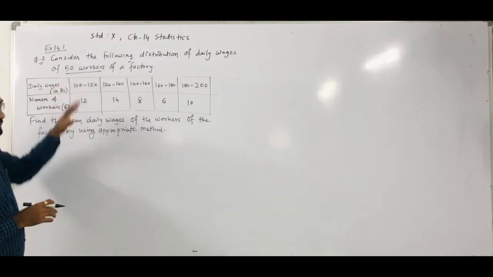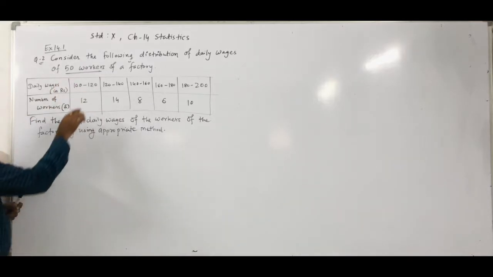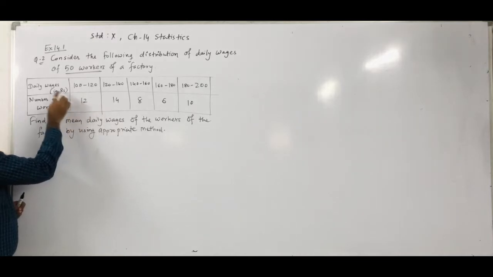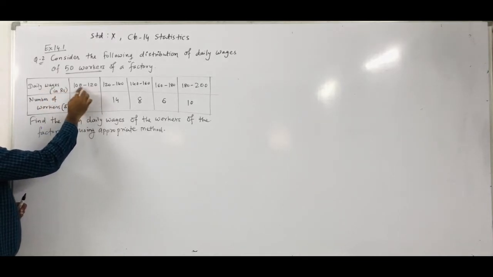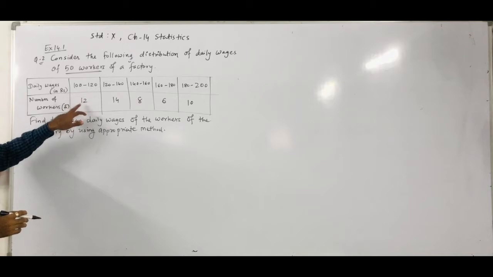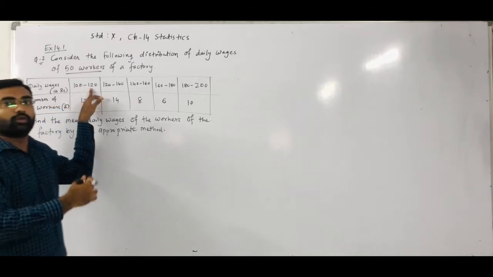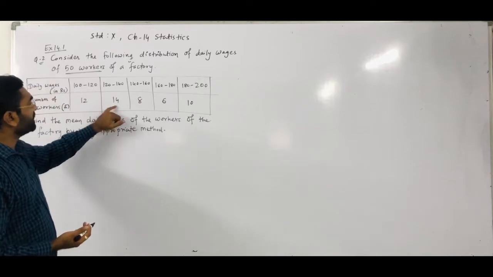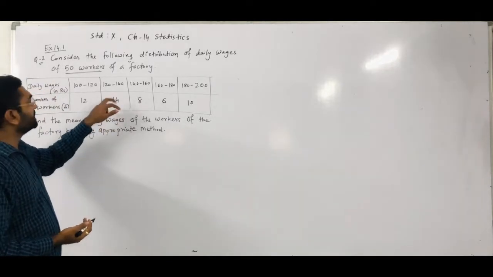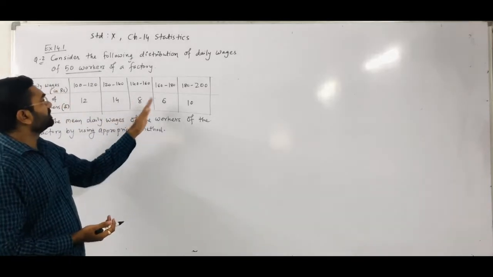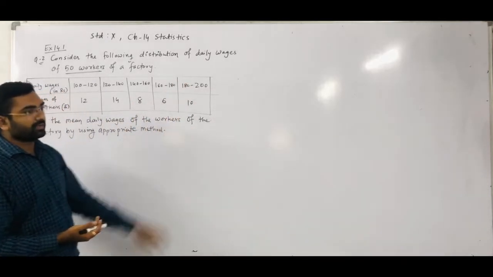What is the meaning of that? We can say there are 12 workers in the factory whose daily wage is in between 100 to 120. In the factory there are 14 workers whose daily wage is in between 120 to 140, right? In the same way, the other data is given.